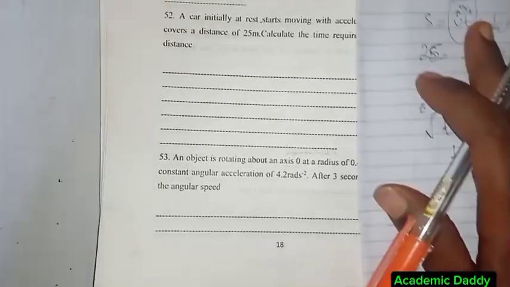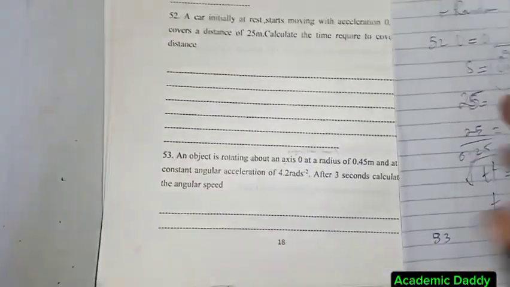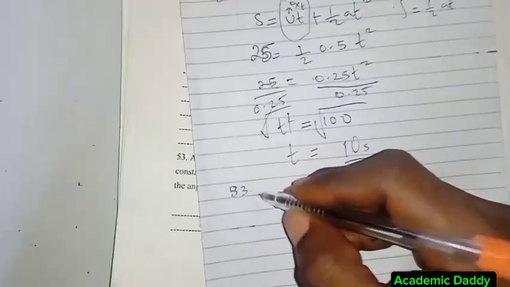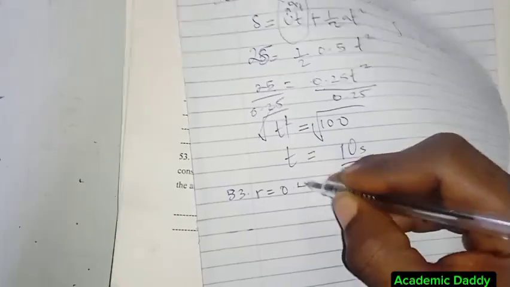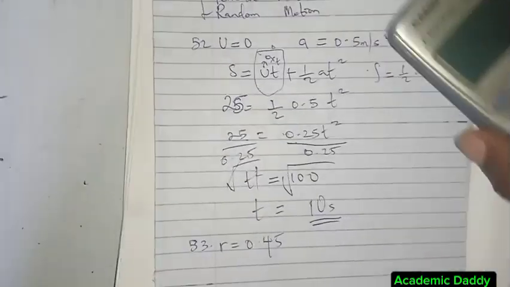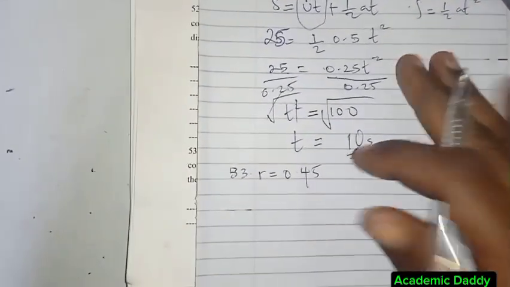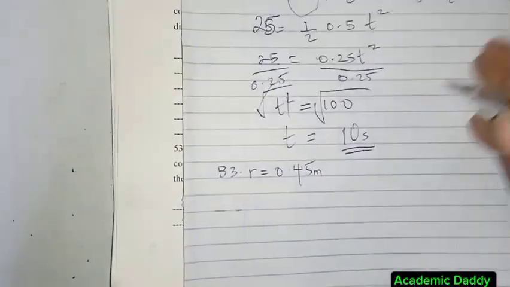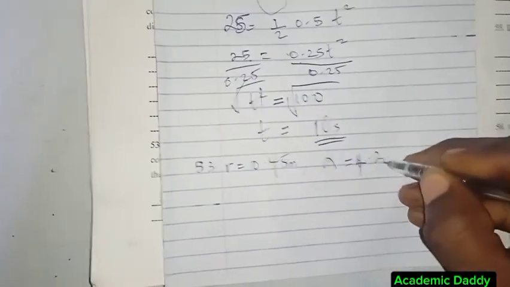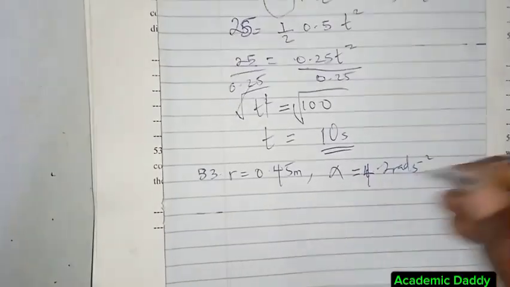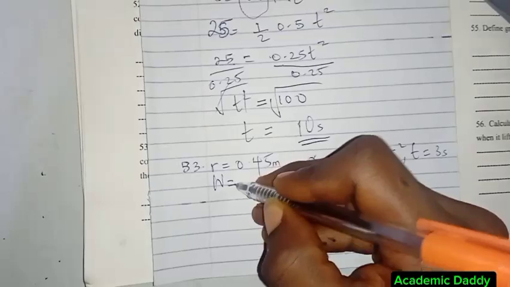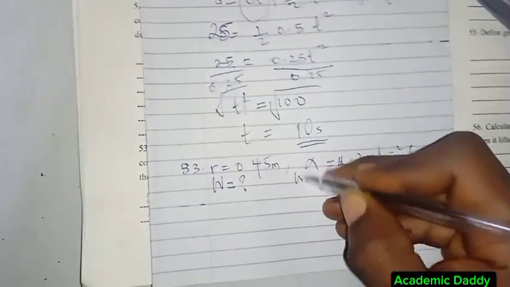So reading this question, when you finish reading it, you now join us. We'll bring out all the things we are given. We are given R to be 0.45 meter. We are given acceleration alpha to be 4.2 rad per second square. Then we are given T to be equals to 3 seconds. Then they're asking us to find velocity, the angular speed. So initial velocity will be 0.